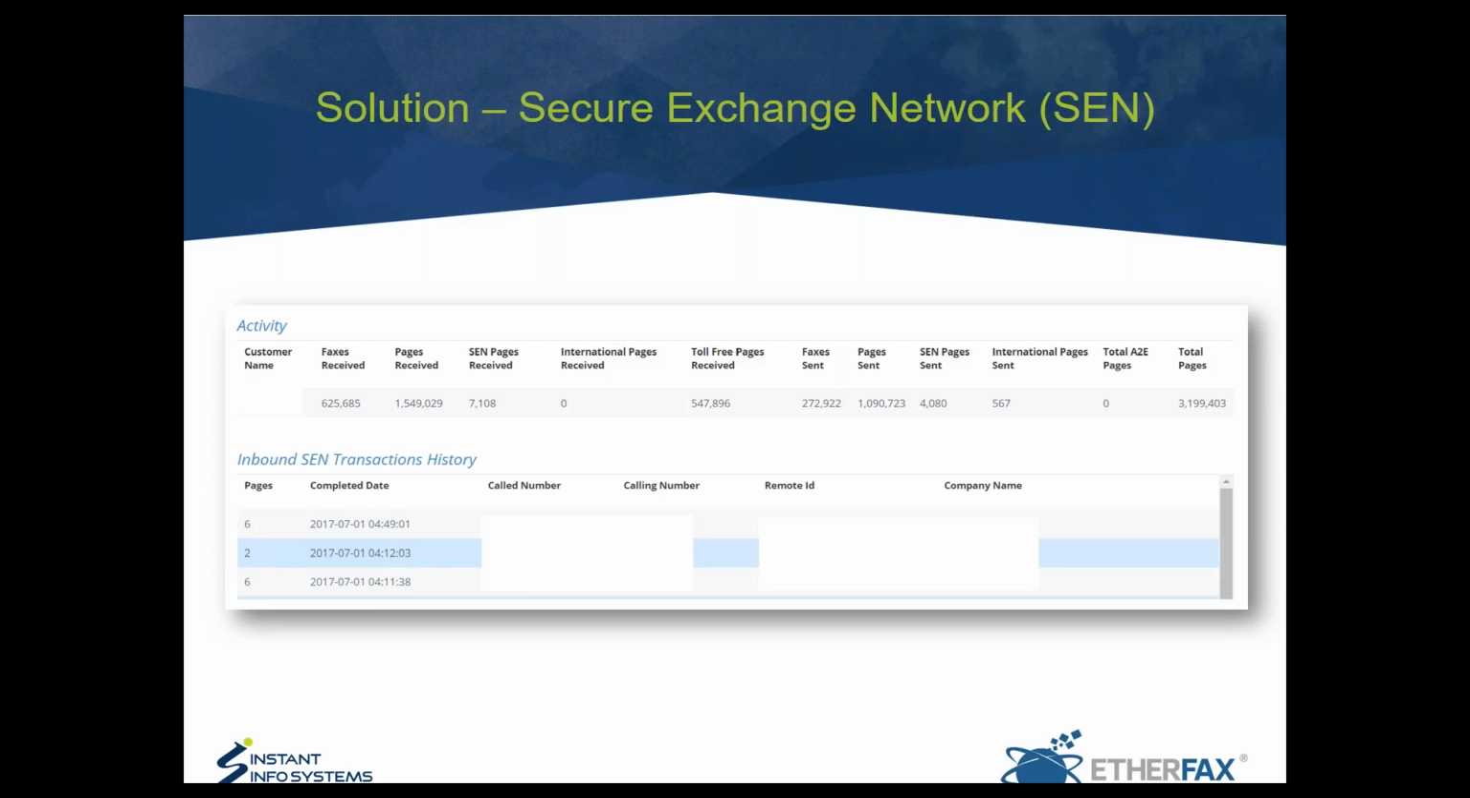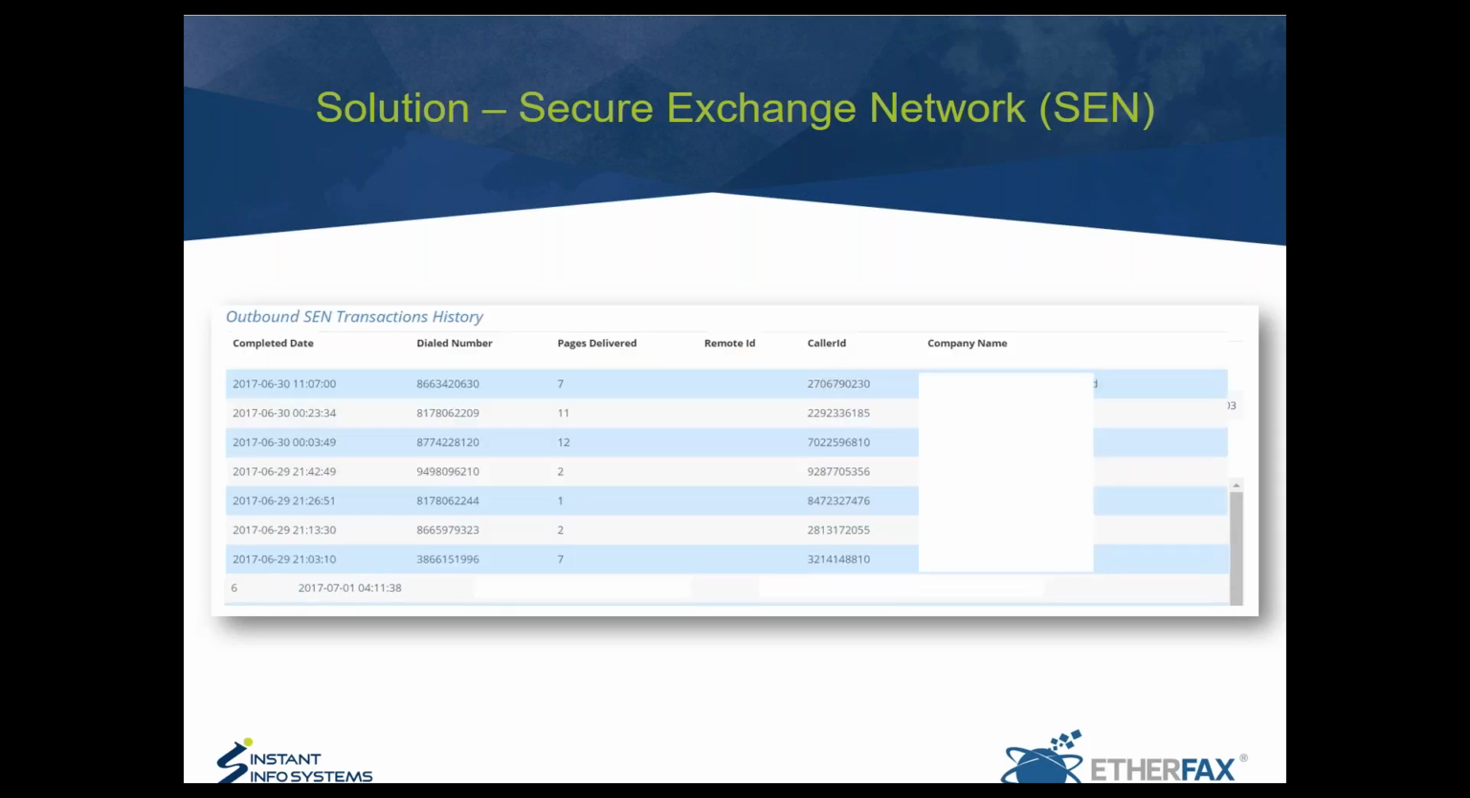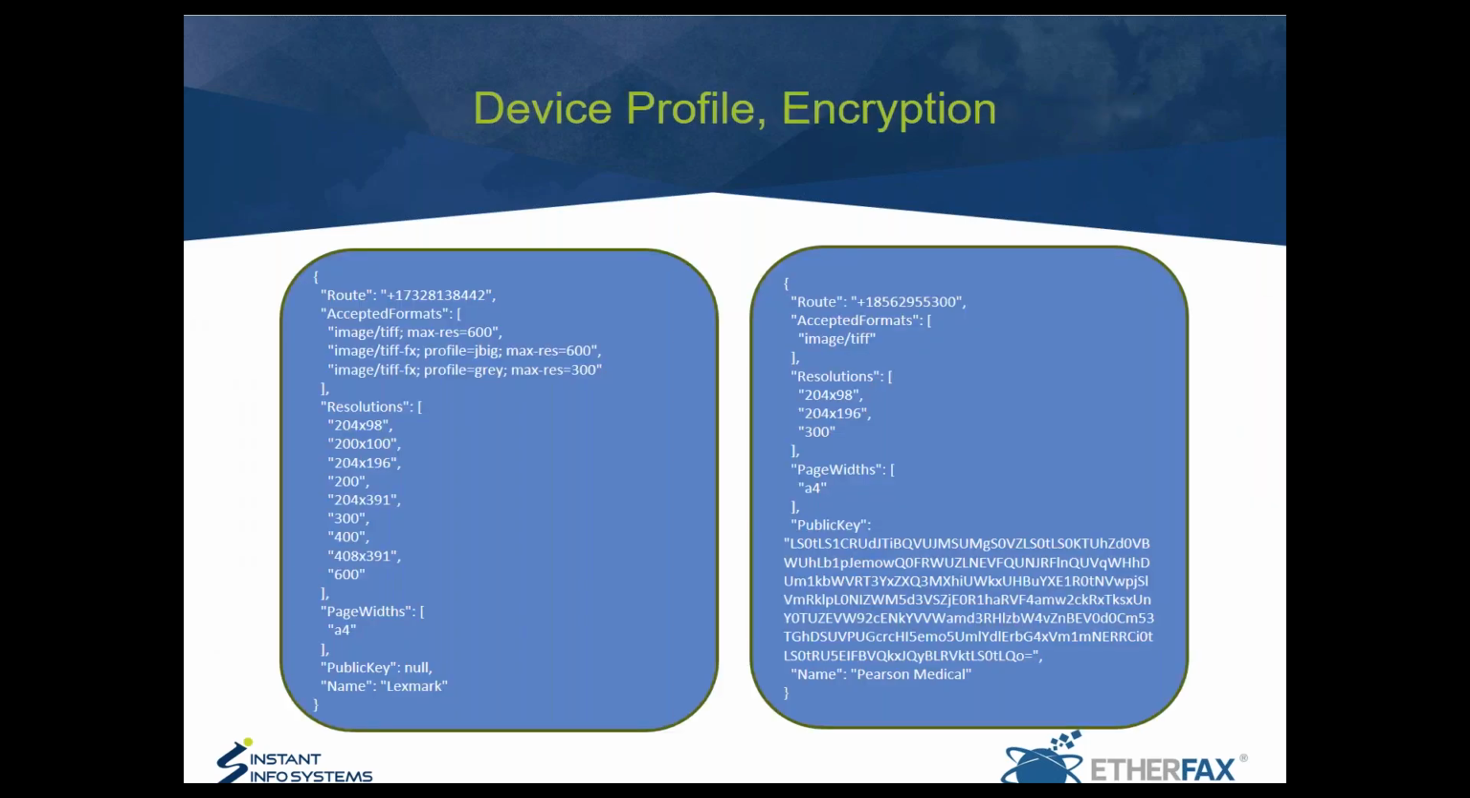So this is just a snapshot of an inbound send transaction. These are outbound send transaction histories. Again, all designated within the portal. But another requirement that they had was they said, listen, if we're sending out a fax, we want to make sure that we're only sending to a device that could accept end-to-end encryption. And if that fax machine or application or fax server cannot receive end-to-end encryption, we're not going to send it. So how do we do that?